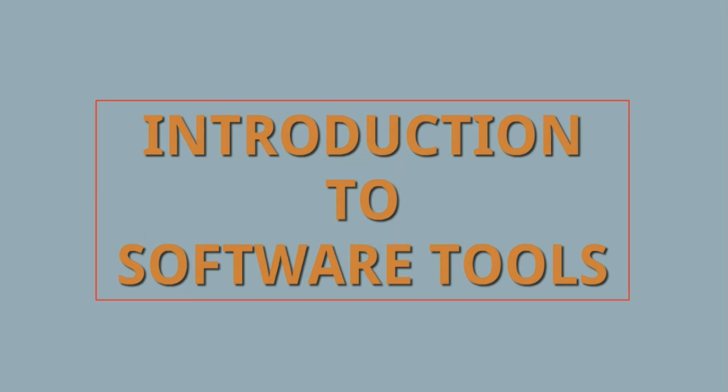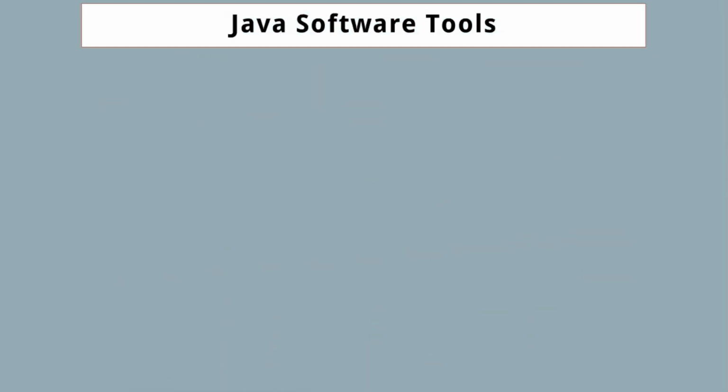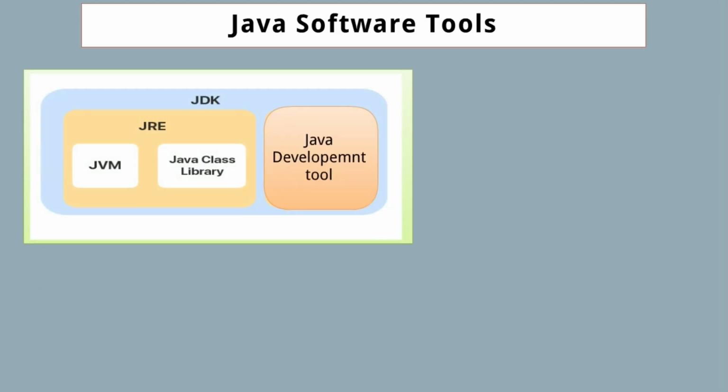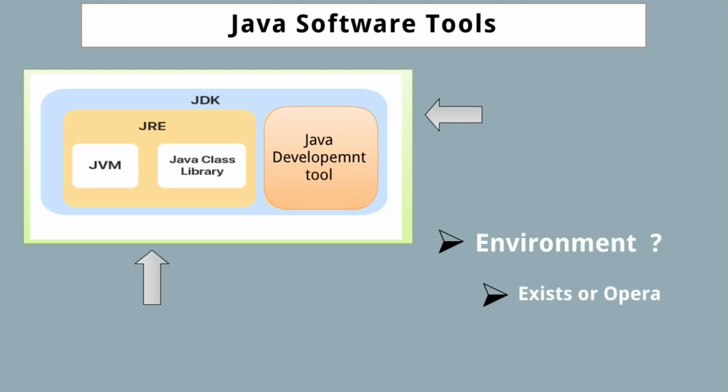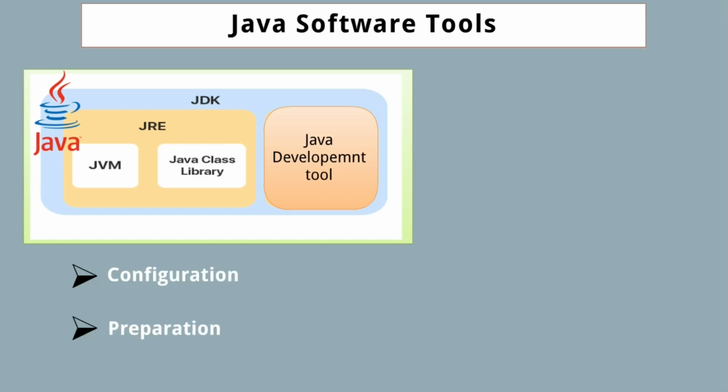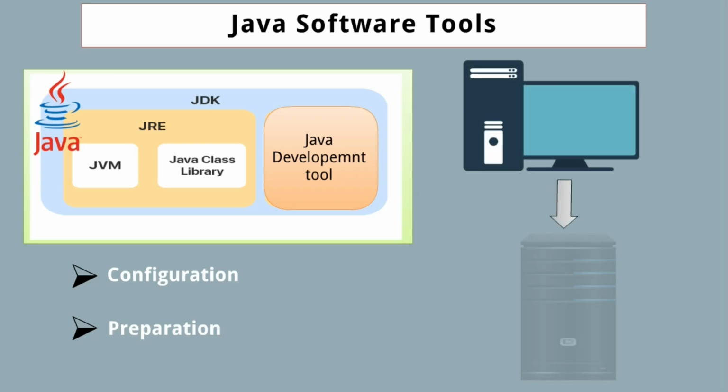In this lecture, we will talk about the Java software tools such as JDK, JRE, JVM, and IDE. To write and run a Java program, we first set up the Java environment. Now, what is an environment? In a general sense, an environment refers to the surroundings or conditions in which something exists or operates. In the context of setting up a Java environment, it specifically refers to the configuration and preparation necessary for running Java programs either on your local machine or on a server.